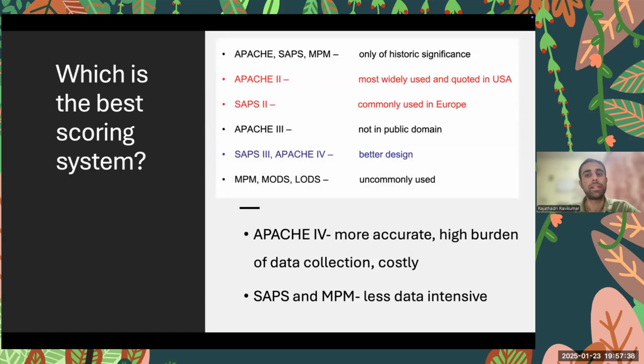The original Apache, SAPS, and MPM have only historical significance. Apache 2 is the most widely used and quoted in the USA. SAPS 2 is commonly used in Europe. Apache 3 is not in the public domain because of its proprietary algorithm. SAPS 3 and Apache 4 have better design but are more data intensive, so they are not used. MPM II is uncommonly used.